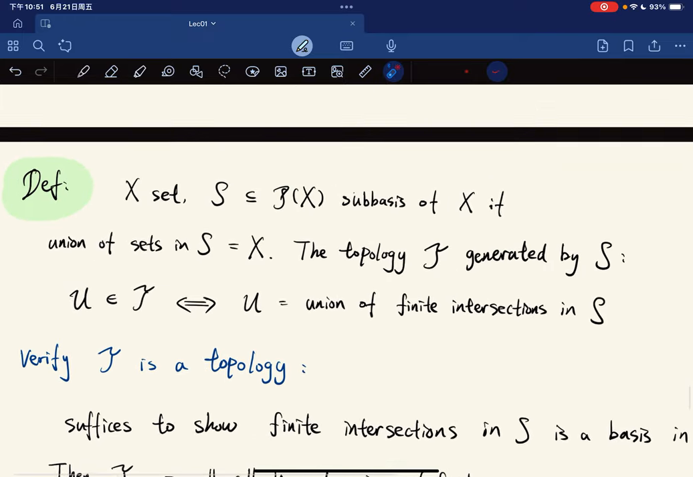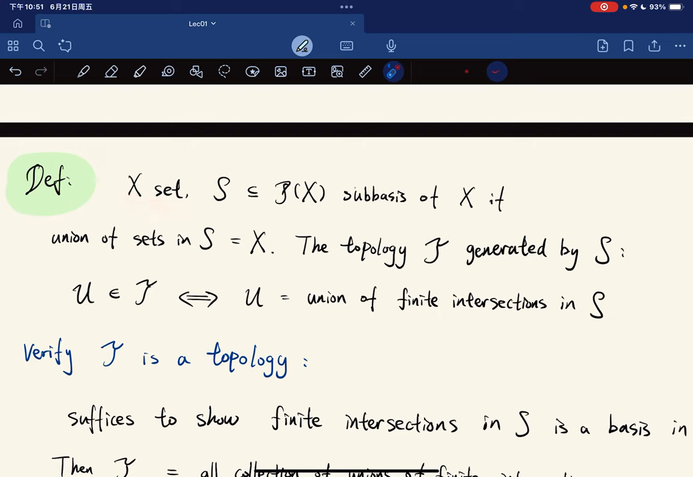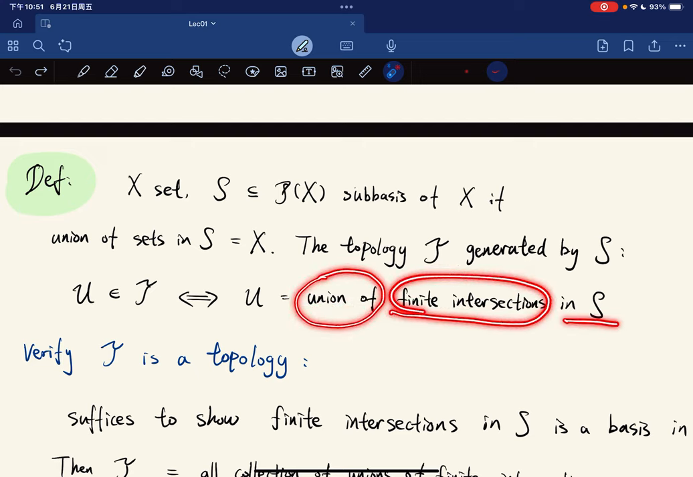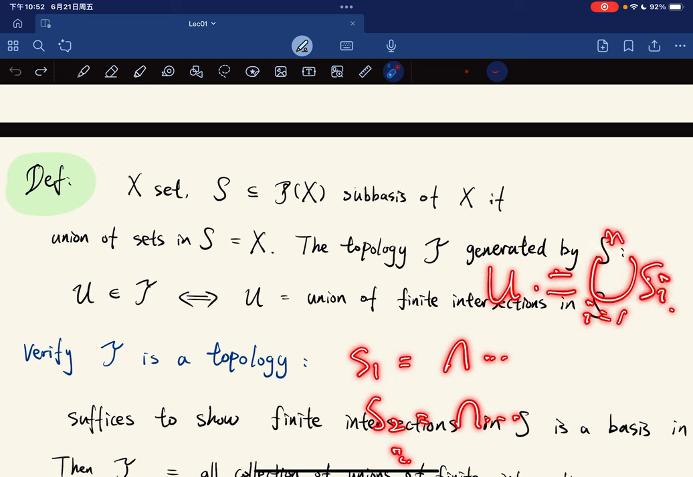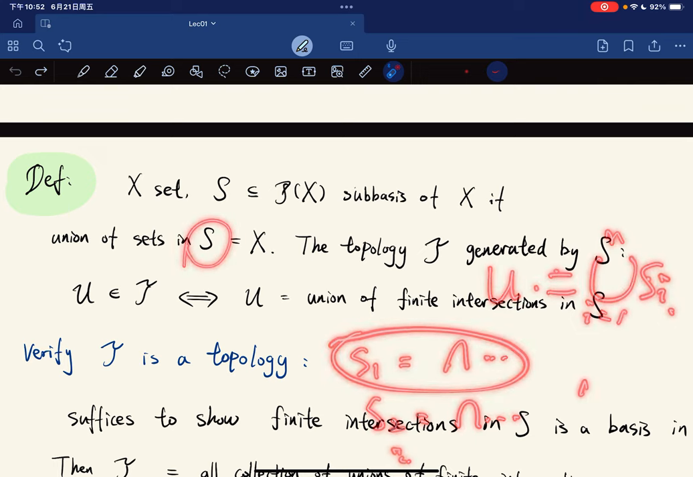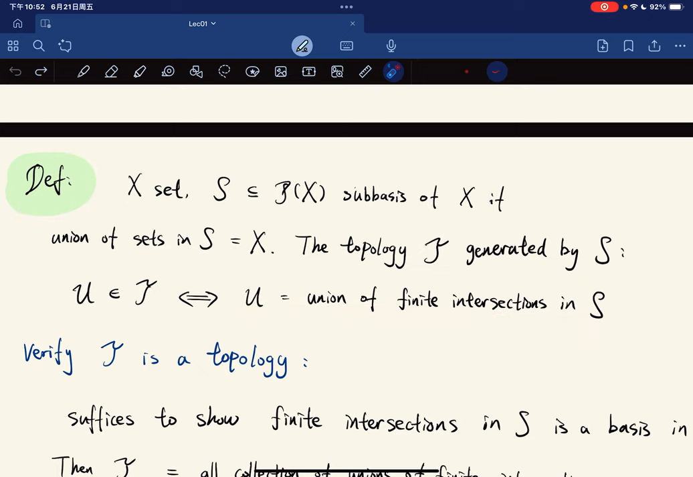And finally, we'll come to what is a subbasis. For X a set, a collection S is a subbasis of X if the union of sets in S is equal to X. Very easy. The topology generated by the subbasis is to say that we specify our open sets as being unions of finite intersections of sets in S. So if you have S1 some finite intersection, S2 some finite intersection, then you should be equal to a union of them, but each of them is the intersection of sets in S, right? This is the definition: unions of finite intersections in S.